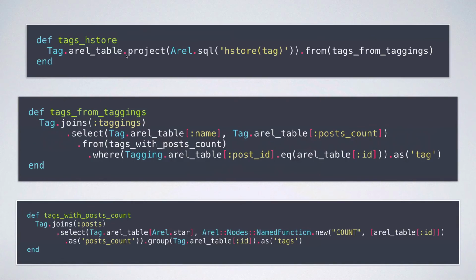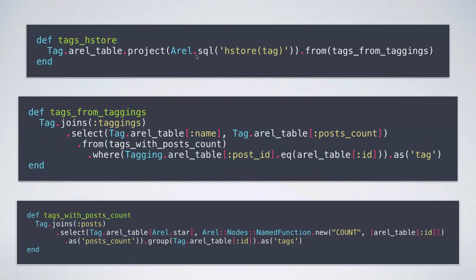So the equivalent of the AREL table is project. So project and select are the same thing. If I did select tag.select, it would work. But if I do it with AREL table, that would not work. So I would have to use project. So basically project is select.